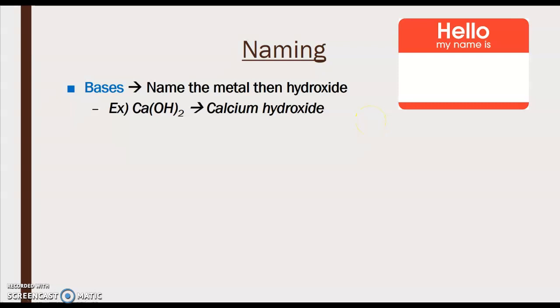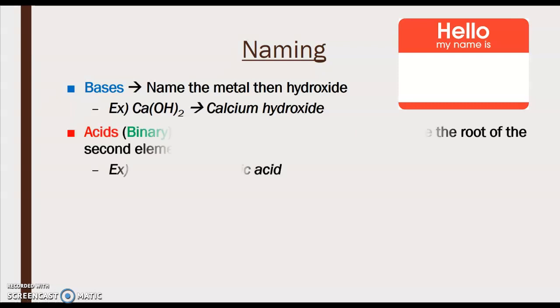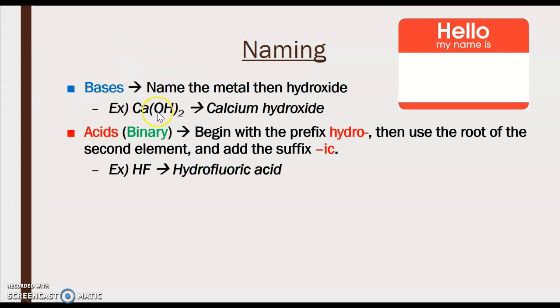Acids get a little more complicated because there are 2 different types we're going to talk about. There's a binary acid. Binary just means 2. So it has a hydrogen and 1 other element. If that's true, you're going to use the prefix hydro, the root of the second element, and a suffix. I know this sounds complicated. This is actually the easier version. So HF is an acid. It's binary because it's only 2 things. So use the prefix hydro. Fluorine becomes fluoric, and then you add the word acid.